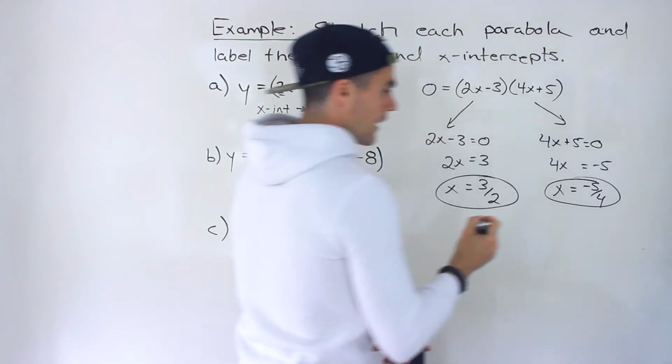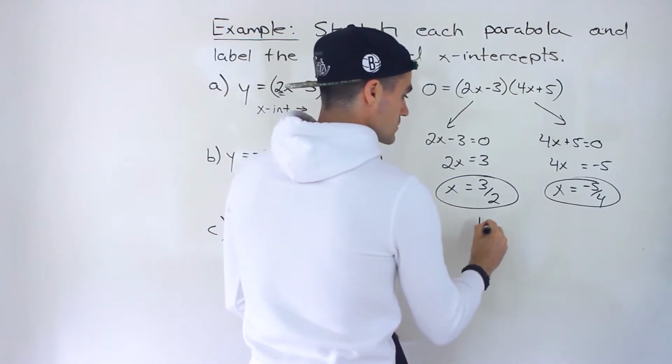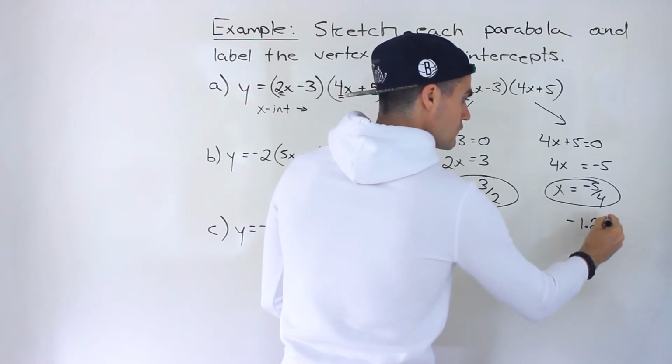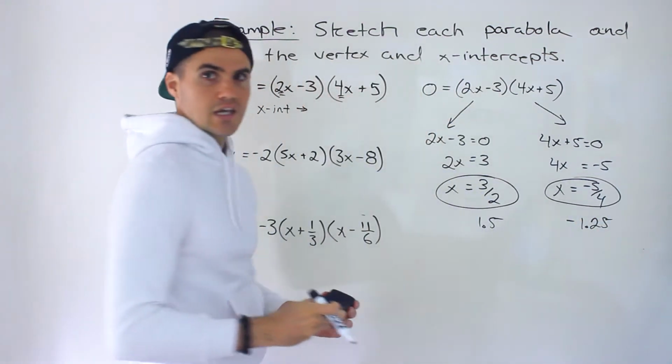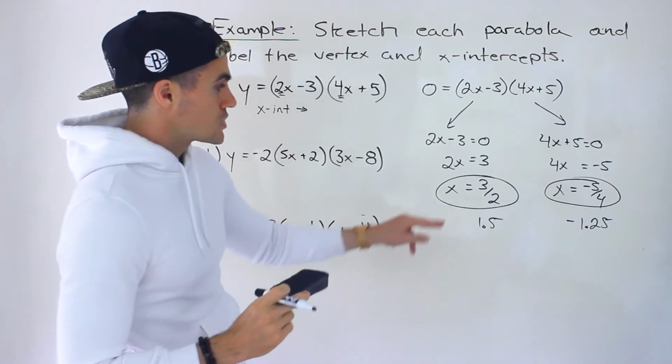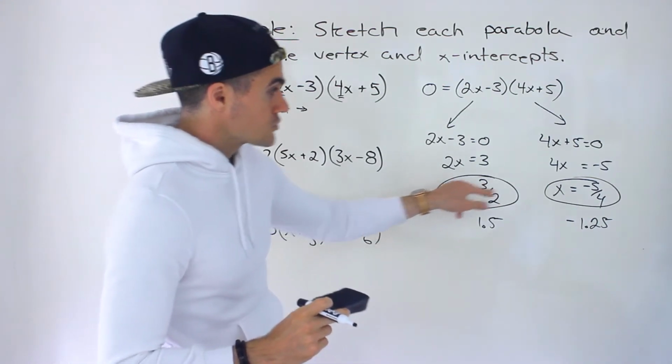I'm going to keep these in fractions. You can use decimals as well if you want, so this would be 1.5, this would be -1.25. But just in case your teacher requires you to work with fractions, that's what I will work with. So those are the x-intercepts.